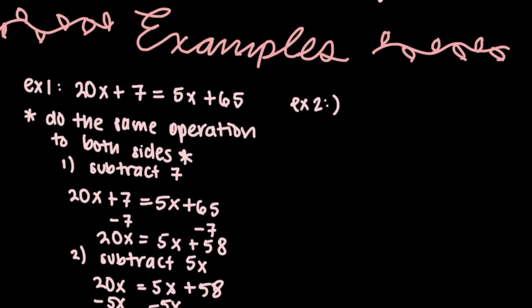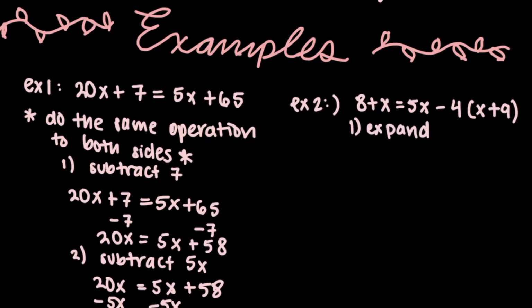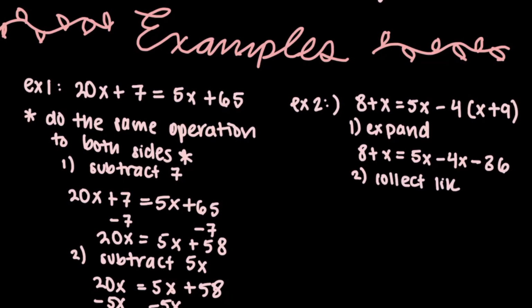In our example, we have 8 plus x equals 5x minus 4 times the quantity of x plus 9. The first thing we will do here is follow the order of operations by expanding. We can rewrite the expression as 8 plus x equals 5x minus 4x minus 36 after we apply the distributive property. Now we can collect like terms on both sides of the equation and rewrite it in a simpler manner as 8 plus x equals x minus 36.